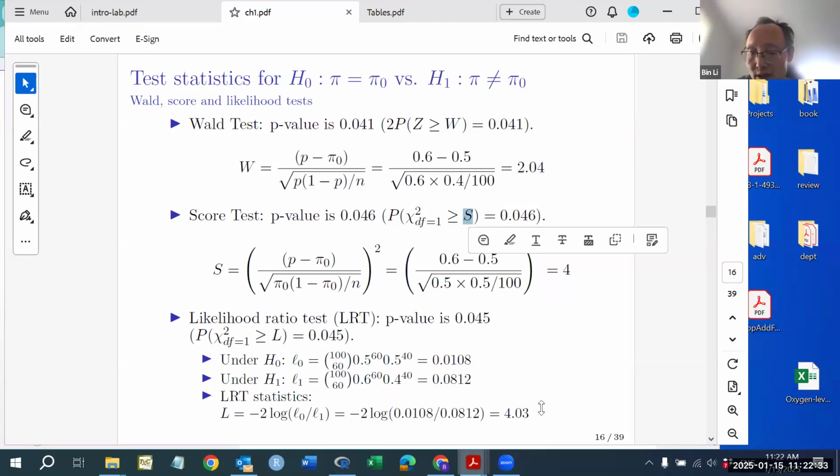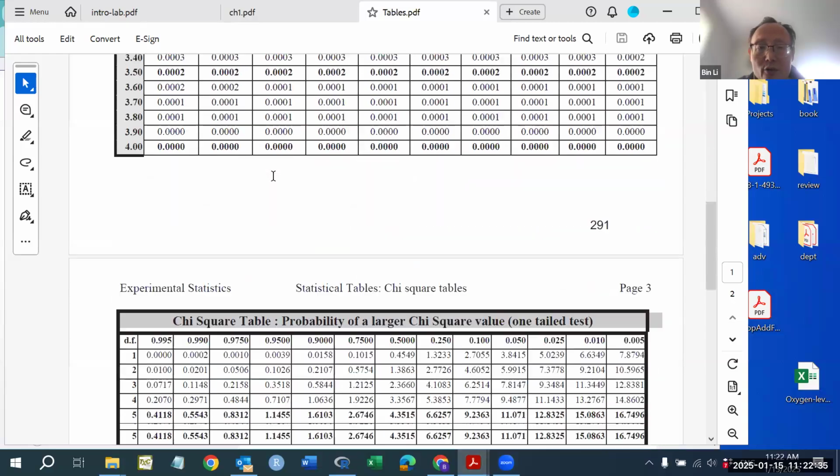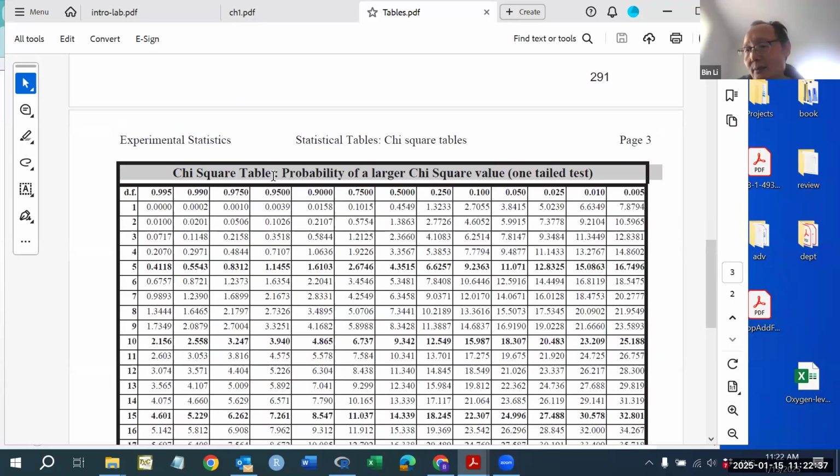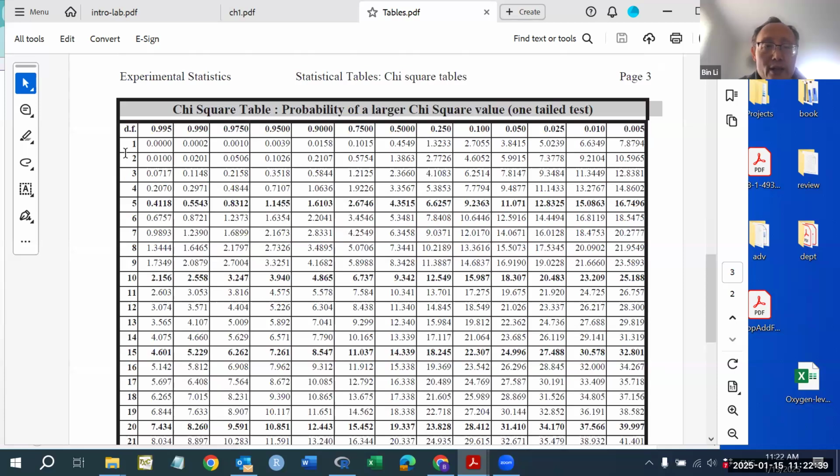So you go to the table. This one goes to the chi-square table, that's the second table. The first column shows the degrees of freedom. Here we are focusing on 1 degree of freedom, so the first row. So we get 4, exactly 4. So what is the 4? 4 is between these two values.